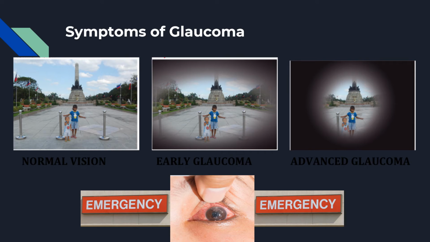In closed-angle glaucoma, the example of the stopper in the sink, it's actually an ophthalmologic emergency. It happens very suddenly and can present with symptoms such as decreased vision, halos around lights, headaches, severe eye pain, nausea, and vomiting. Usually the eye gets really red and swollen like in this bottom picture, and it's important to go to the emergency room right away if you suspect this.